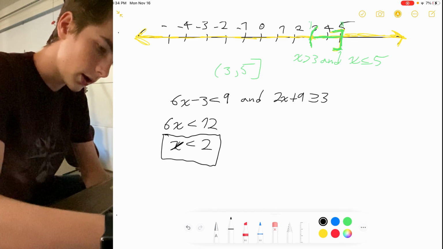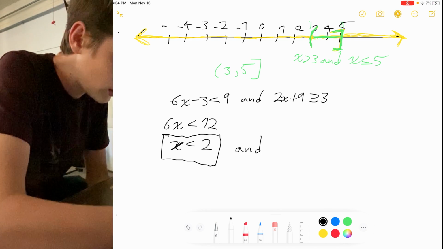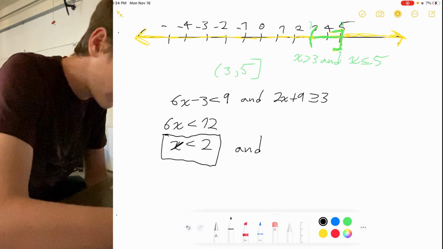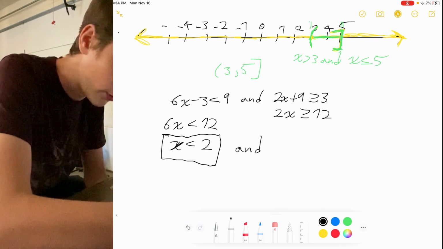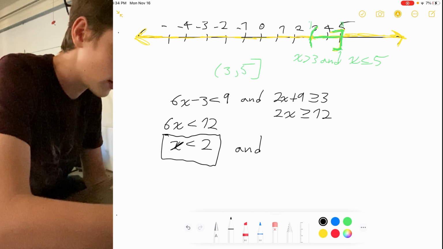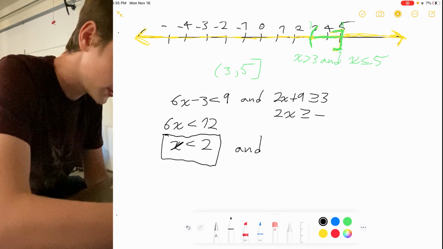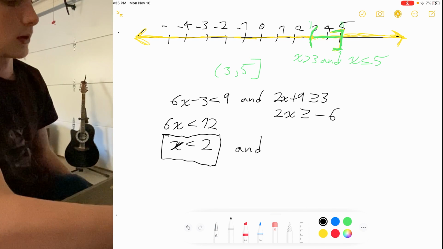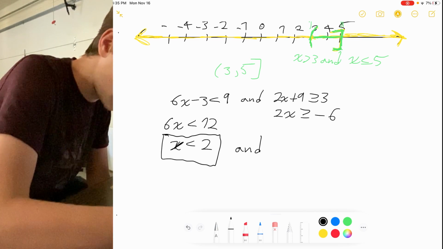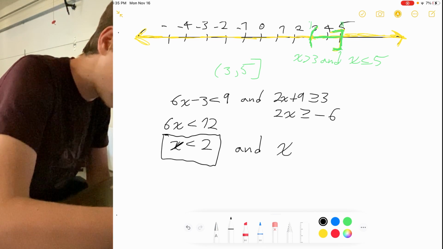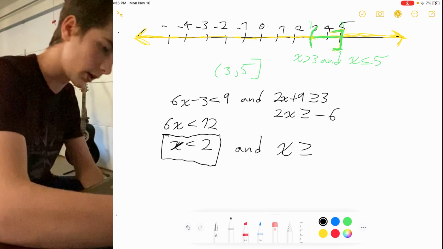And then we say and, right? And then we do this one over here. So we're going to subtract 9 from both sides. So 2x is greater than or equal to, not 12, negative 6, because 3 minus 9 is negative 6. And then we're going to divide by 2 on both sides. So we're going to get x is greater than or equal to negative 3, right?